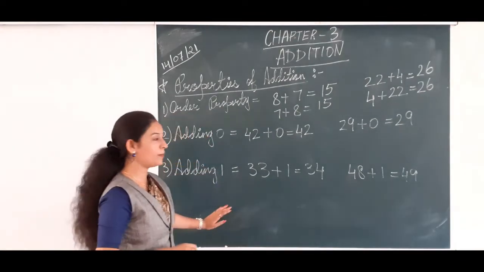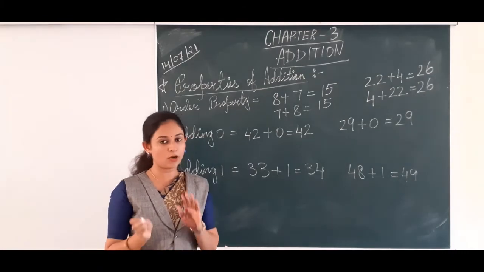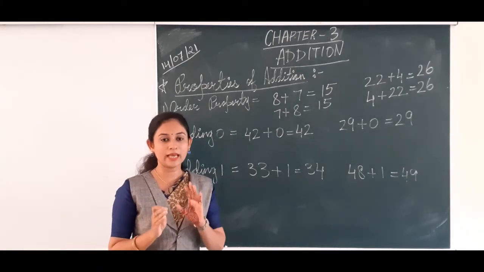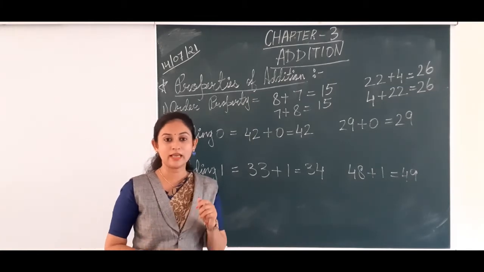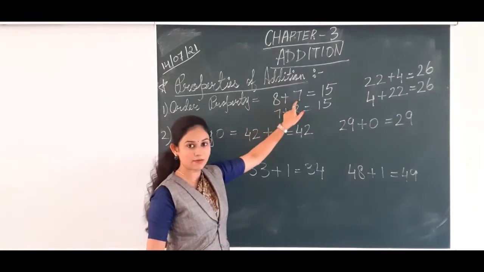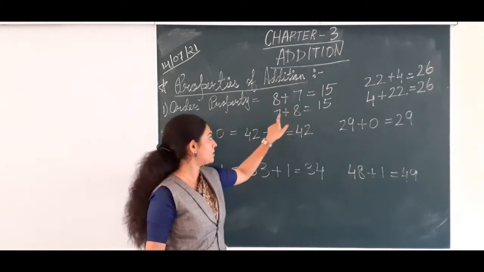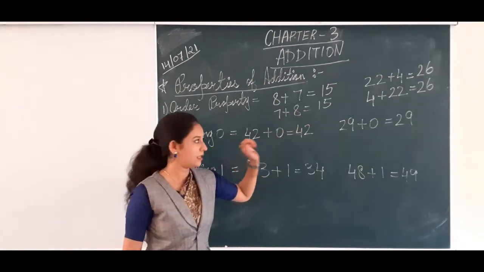So these were the three properties of addition. First property was order property. In order property, we can add two numbers in any order, their sum remains the same. Like for example, 8 plus 7 is equal to 15. 7 plus 8 is also equal to 15.